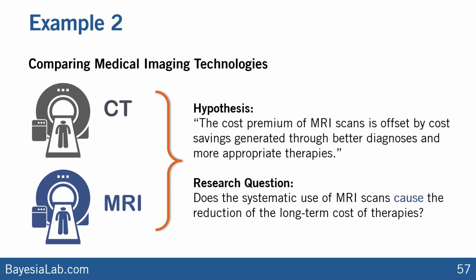Yes, I'm thinking about theories too much here. Therapies, I mean. And that may make sense. You think you have a more accurate diagnosis, so it's less trial and error. You get to the point, you treat the patient for what actually ails him or her, and therefore that leads to long-term cost savings. So the research question here is, does the systematic use of MRI scans cause the reduction of the long-term cost of therapies?